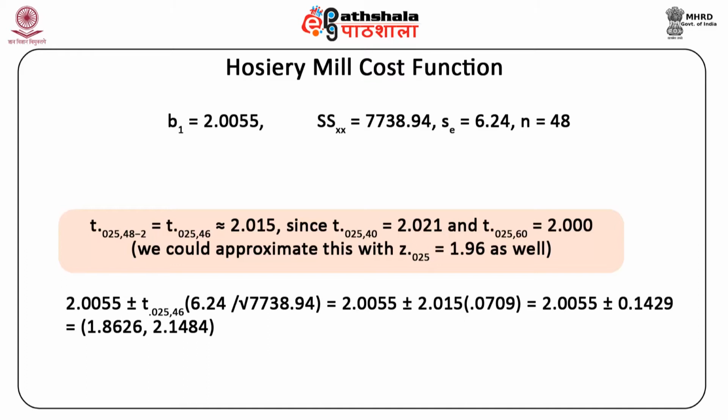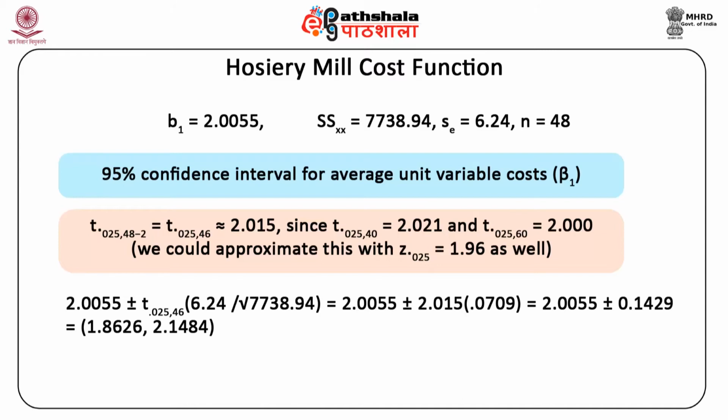And this gives us the confidence interval of 1.8626 and 2.1484. So we can say that we are 95% confident that the true average unit variable costs are between $1.86 and $2.15. This is the incremental cost of increasing production by 1 unit, assuming that the production process is in place. So similarly, we can define it for coefficient beta 2 as we have done now in the present case for beta 1, which was estimated by B1.